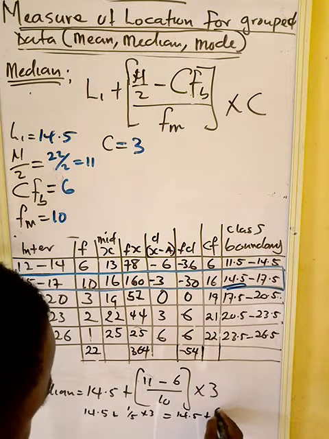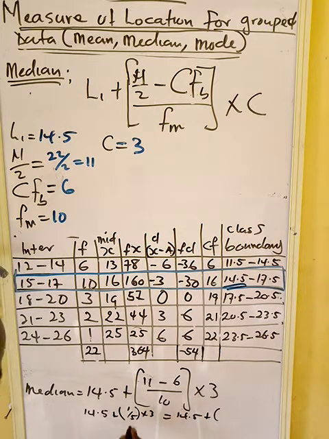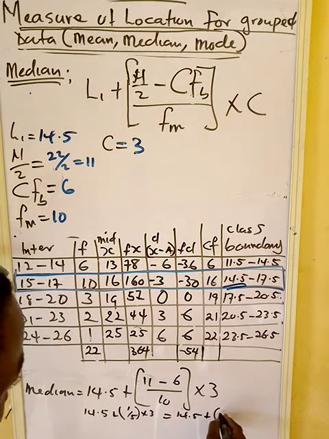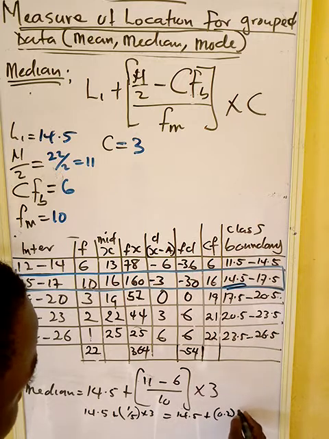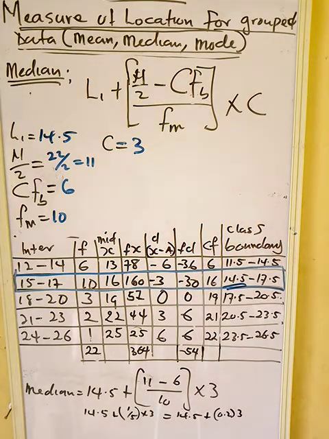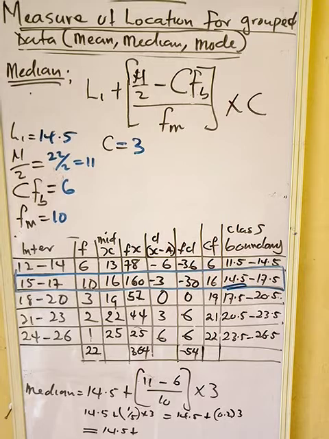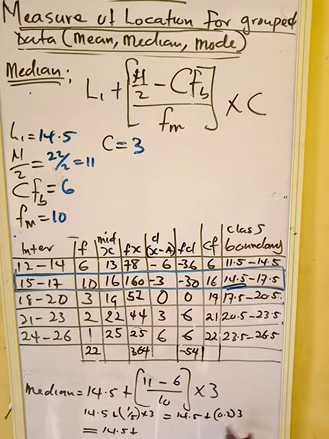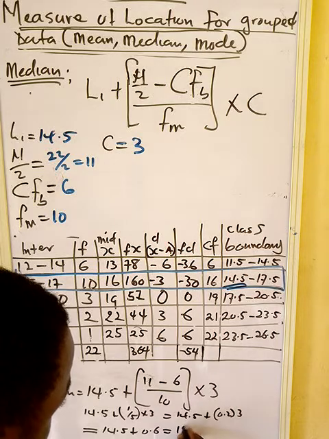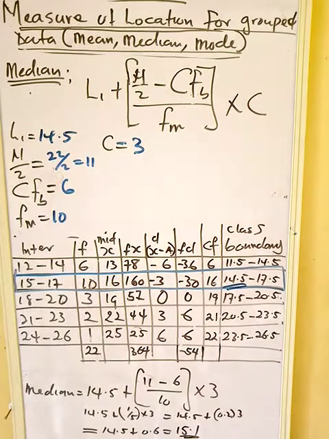Plus, 1 divided by 5 will give us 0.2, times 3. So 0.2 times 3 will give us 0.6. So 0.6 plus 14.5 is 15.1. So that's our median.